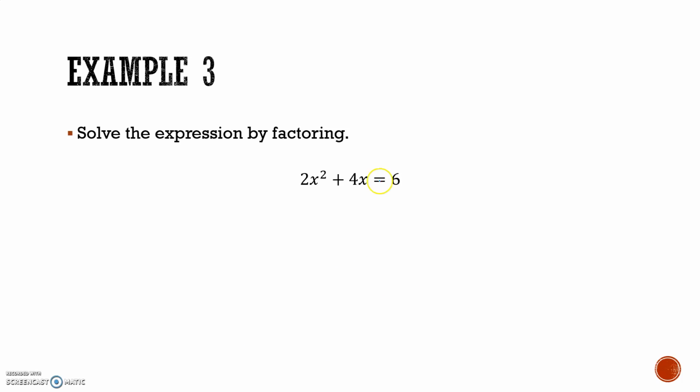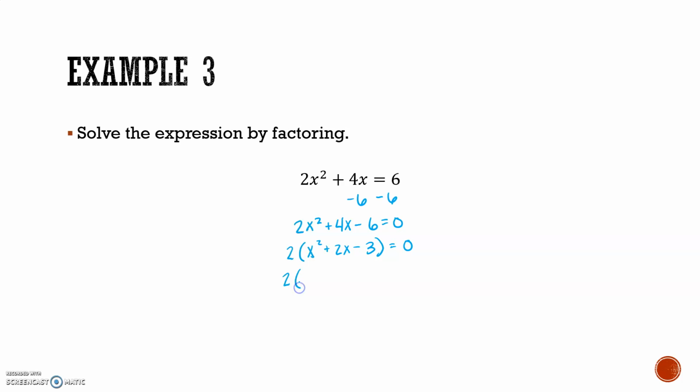All right, so if I bring the 6 over, I get 2x squared plus 4x minus 6 equals 0. What do you think the first thing we need to do with this problem is? Hopefully you said GCF, because if I look at these numbers, they are all divisible by 2. And when I take out that GCF, now I've got the rest of this.